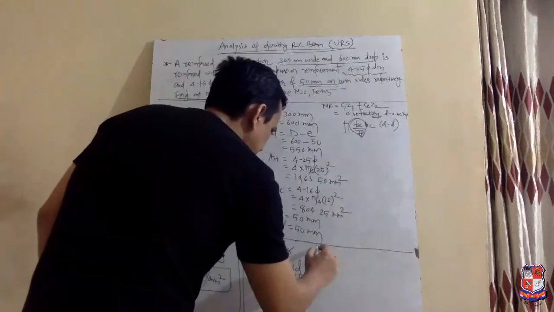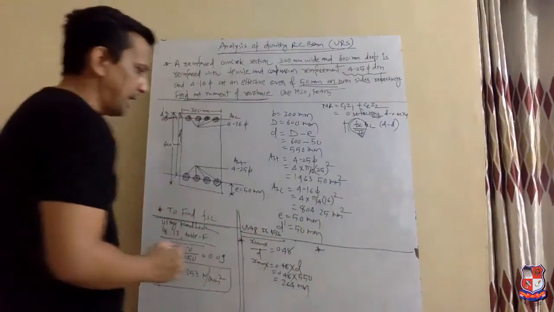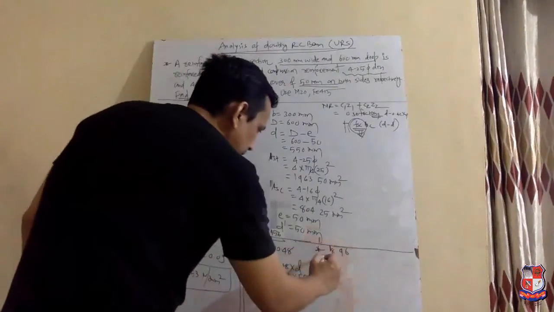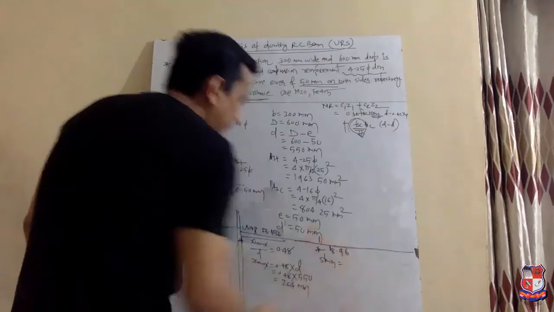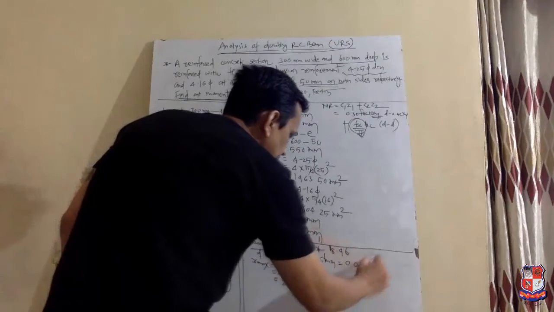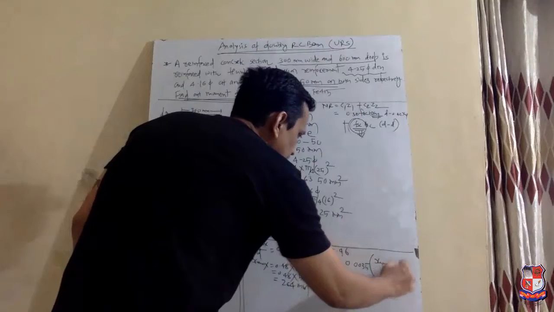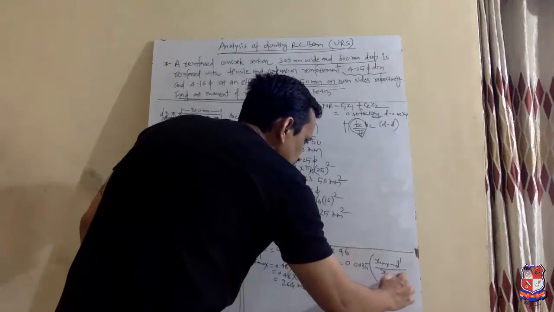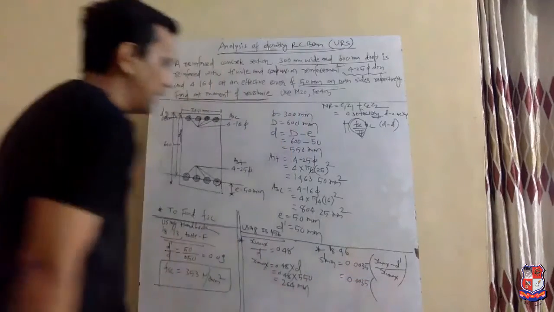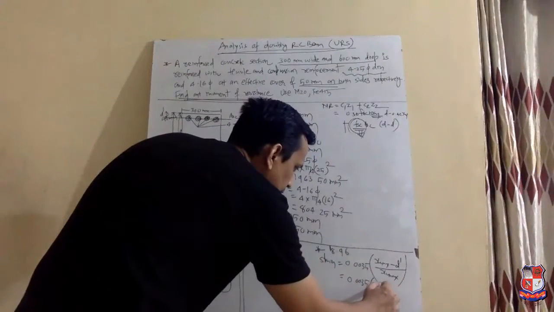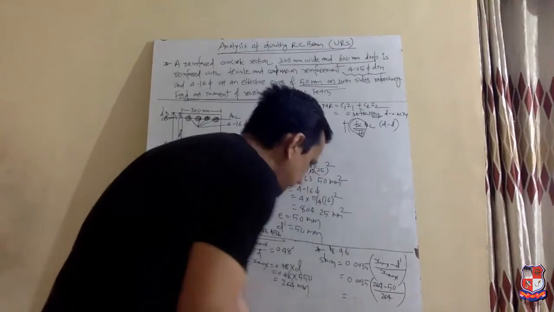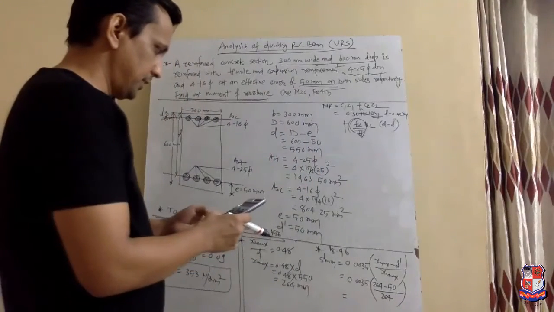After finding the value of xu max, from page number 96, you need to find the strain, and the value is given as 0.0035 into (xu max minus d') upon xu max. xu max is 264 minus d' is 50, upon xu max, which is 264.